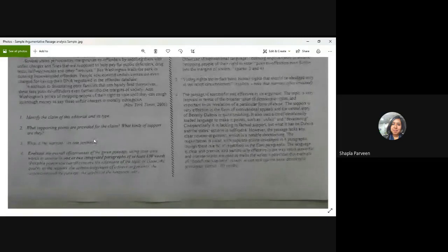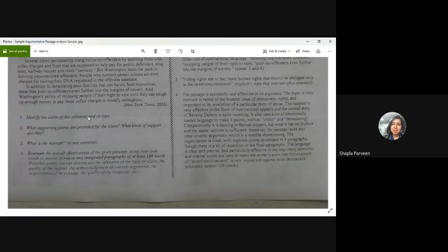All right, so question number 1, that is identify the claim of this editorial, will carry 2 marks. And in fact, you also need to state what type of claim it is, whether it's a claim of fact, value, or policy. You have to mention that as well. So it carries 2 marks.